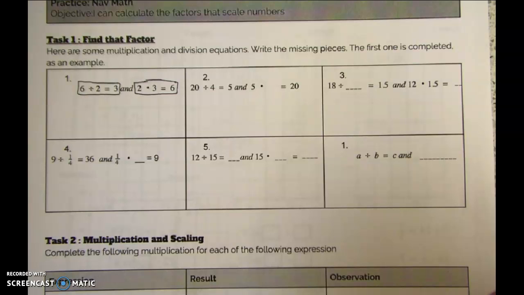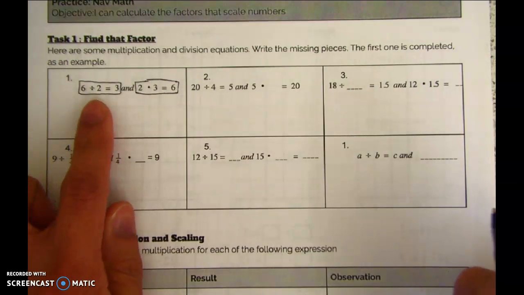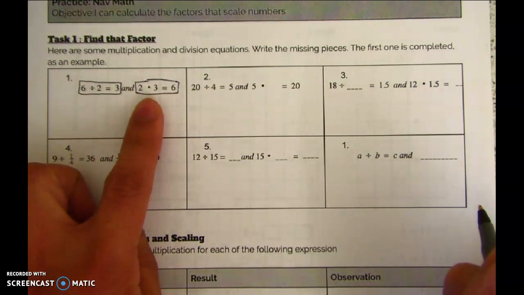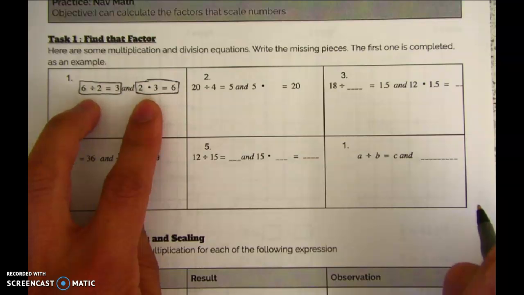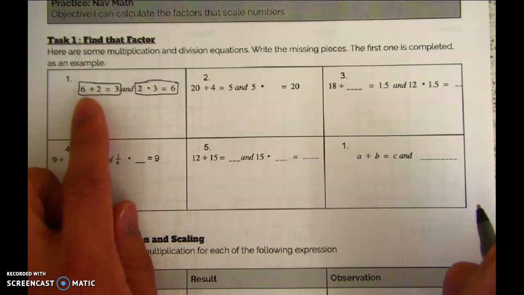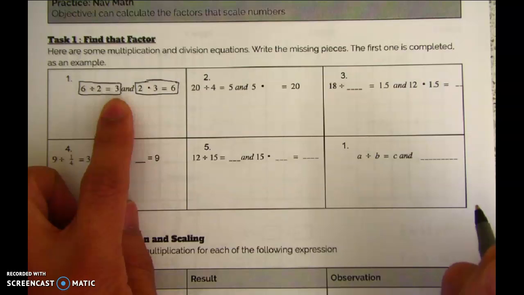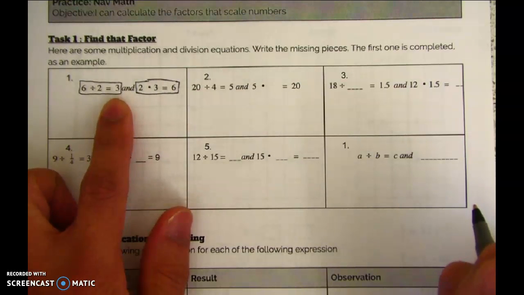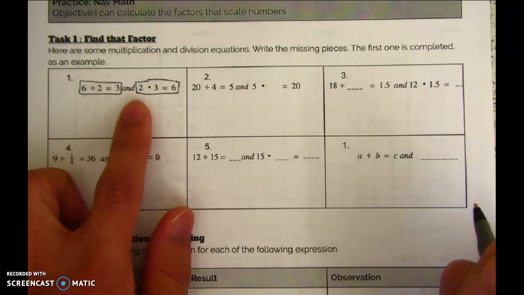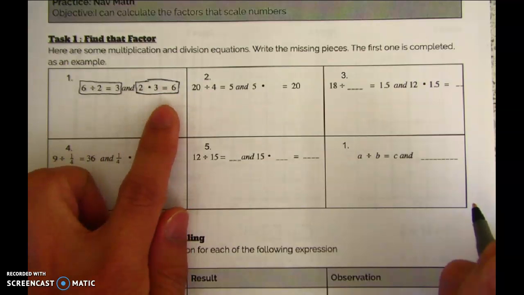So we have these 6 problems to do, and the first one is done for us. The first one shows how we have 2 relationships that are actually the same thing. We can write it this way or we can write it this way. You notice that the main difference is that one is a division problem, whereas the other one is a multiplication problem. So when we write 6 divided by 2 equals 3, it is actually showing the same exact relationship as 2 times 3 equals 6.